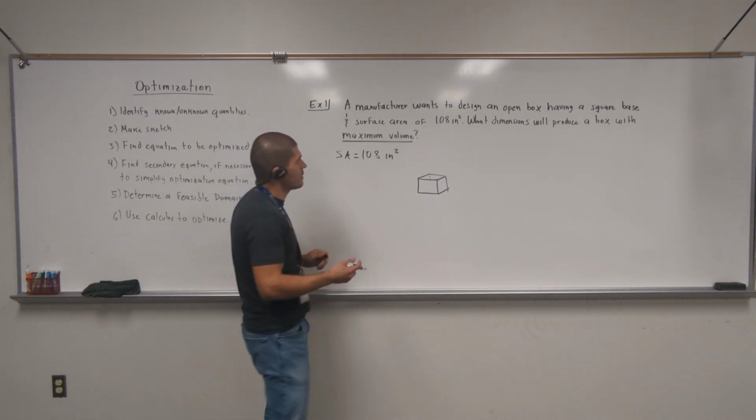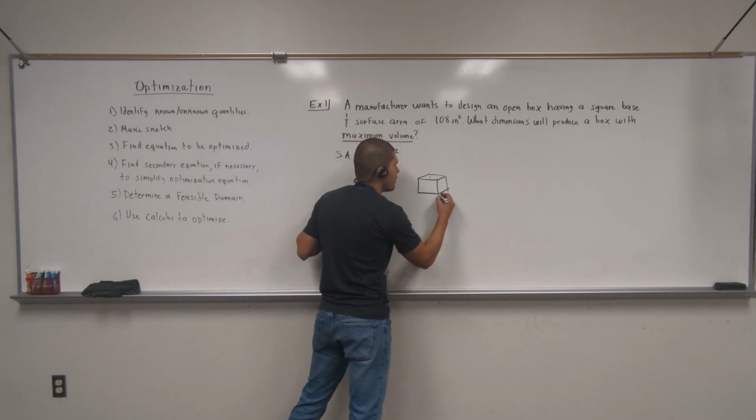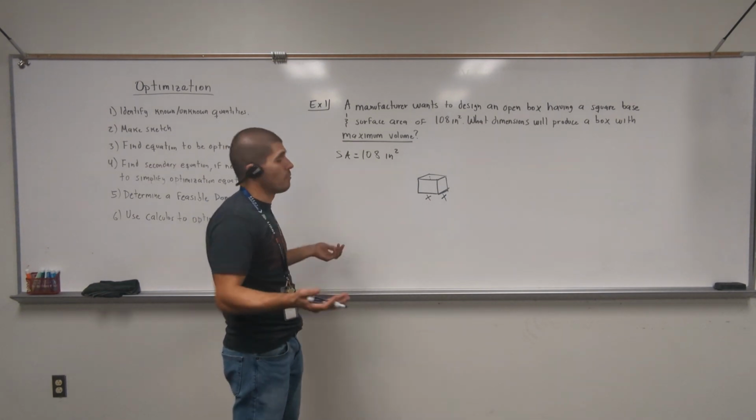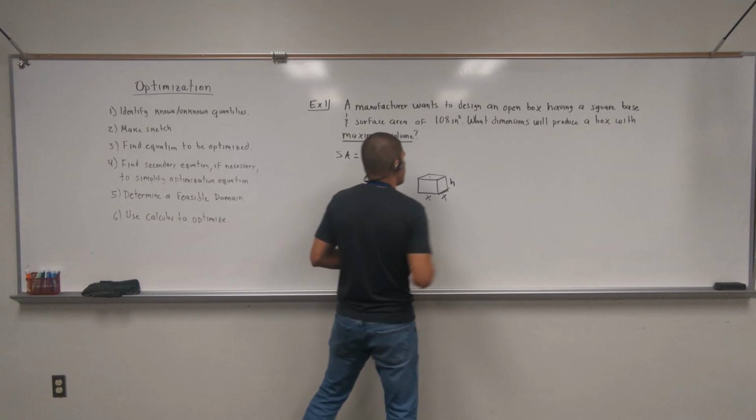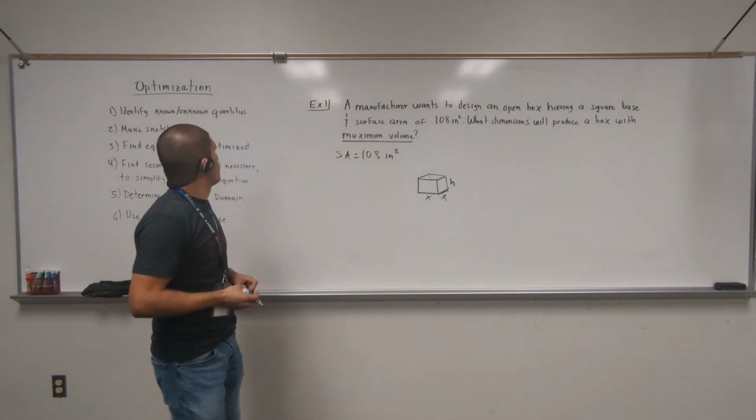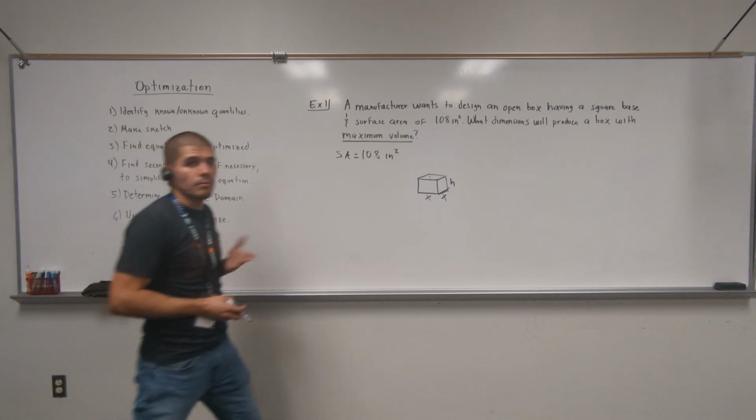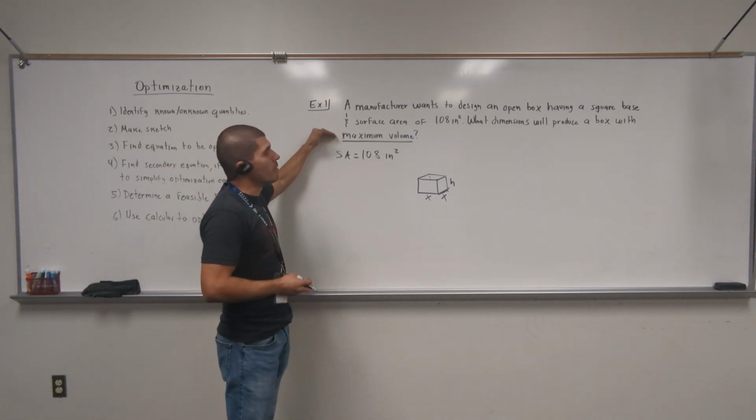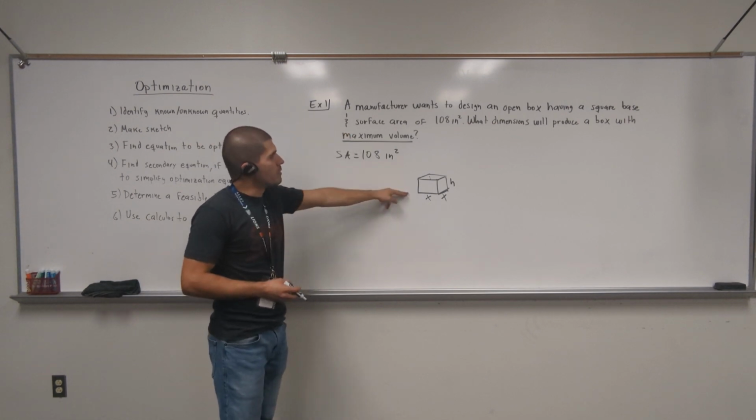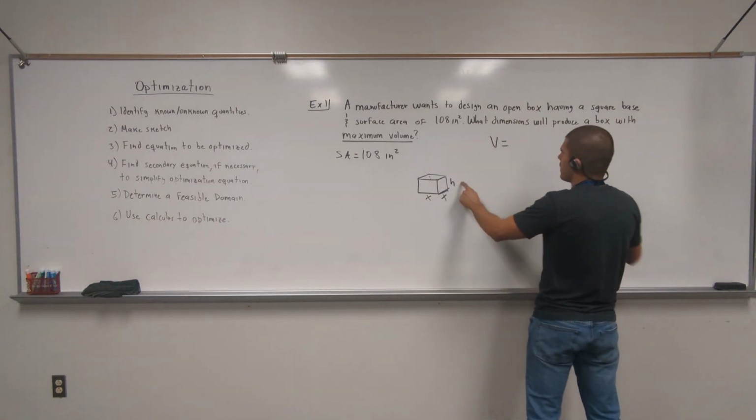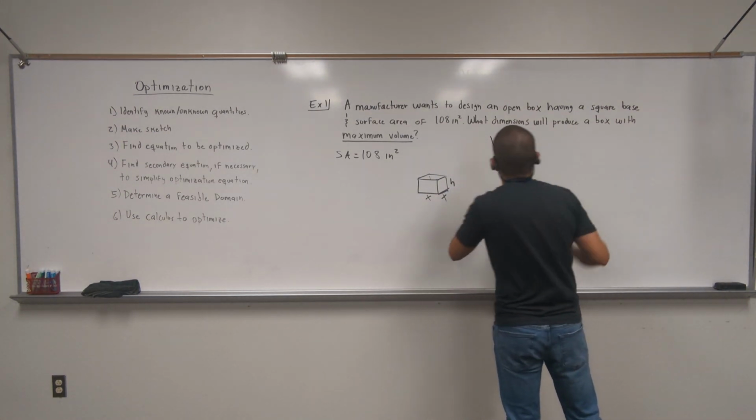Okay, so if the base is supposed to be square, then that means this dimension and this dimension should be the same. So I'm going to call those x. And it doesn't say anything about how tall it is, so I'm going to call that h for height. Okay, so I've identified what I know. I've made a sketch. Now I need to figure out an equation that needs to be optimized. Well, in this case, what I need to optimize is the volume. So I need to figure out the equation to find the volume of this box. Well, the volume of this box should equal x times x times h, so that'll be x squared times h.